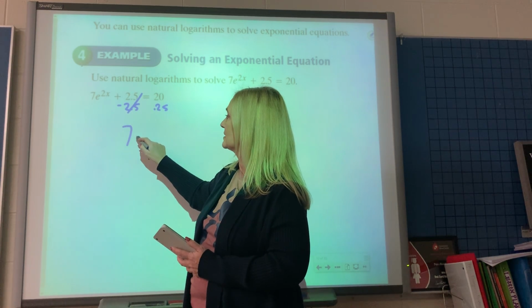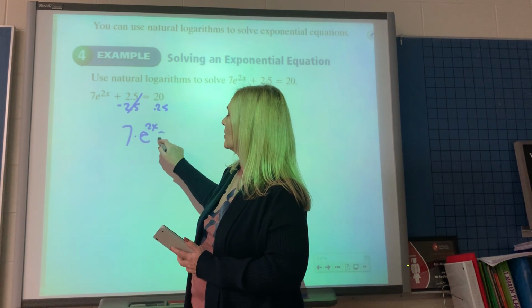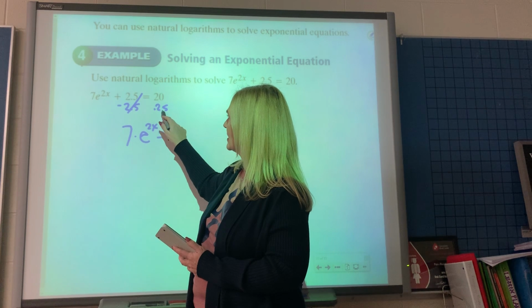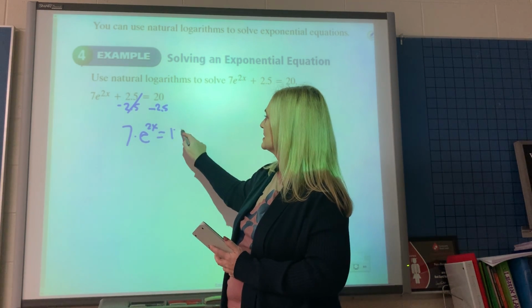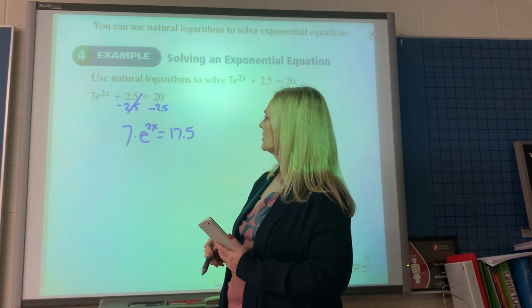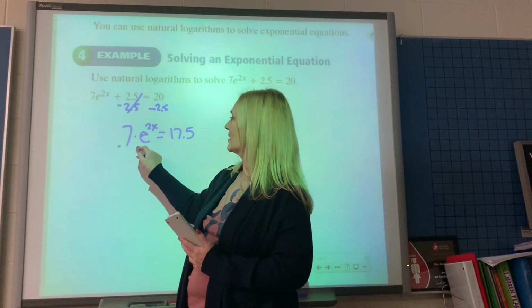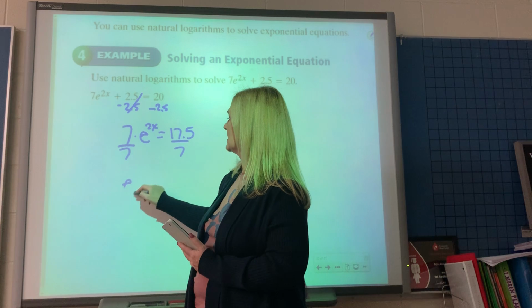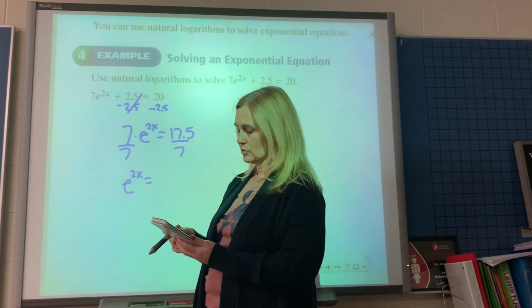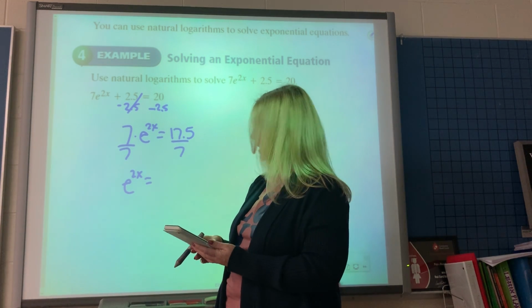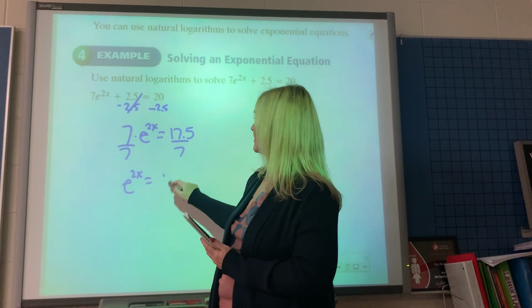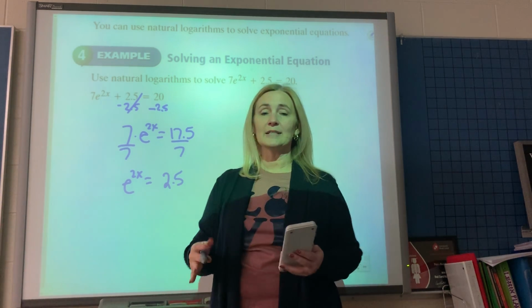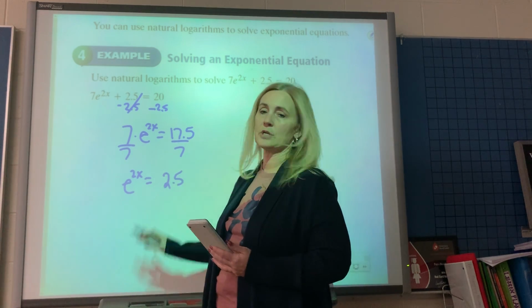So you have 7 times e to the 2x power equals, oh, the decimal's in the wrong place there. That's a minus 2.5. Let's see, that's 17.5. And then we're going to divide off this 7. So we have e to the 2x power equals 17.5 divided by 7, which is 2.5.